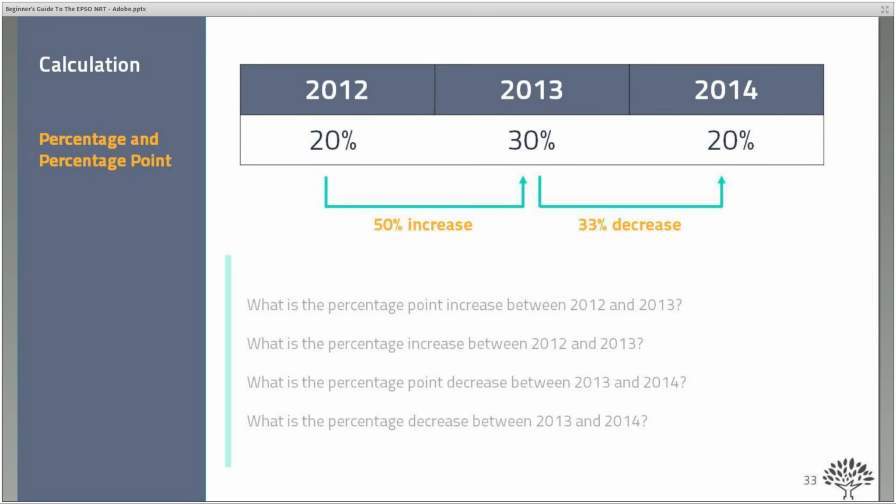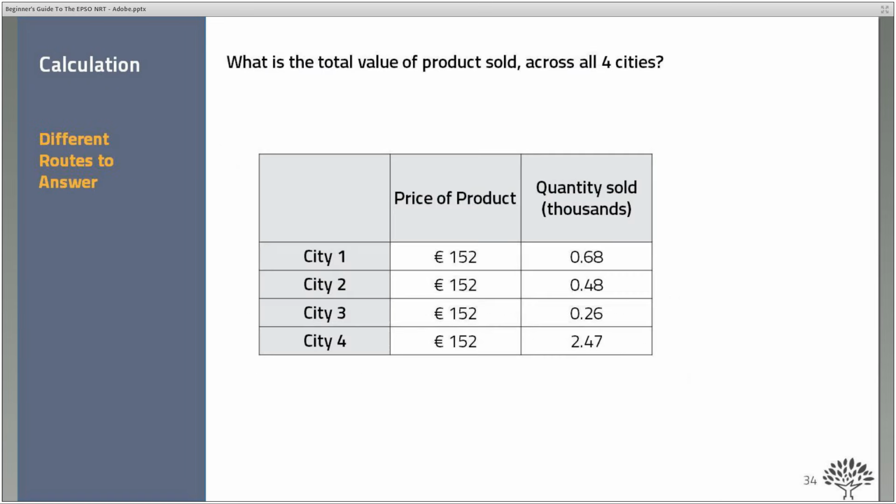Now, this is a very sneaky example. It's engineered to be very confusing. Often you won't have these percentages here. It will just say 20, 30, 20, and then it's obvious what the percentage difference is. But I do want you to be aware of percentage points and percentage differences.